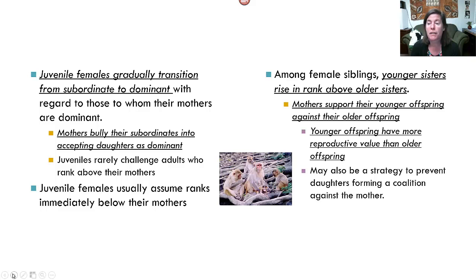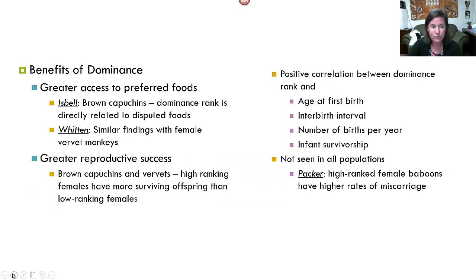Among female siblings, younger sisters rise in rank above older sisters, and this is because mothers support their younger offspring against their older offspring. The main reason that moms do this is because younger offspring have more reproductive value than do older offspring. And it's also a strategy to prevent daughters from forming a coalition against the mother.